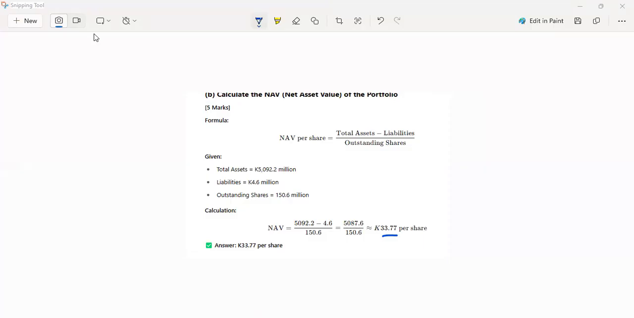Can you see my screen? Can you see my screen? Yes. Yes, sir.